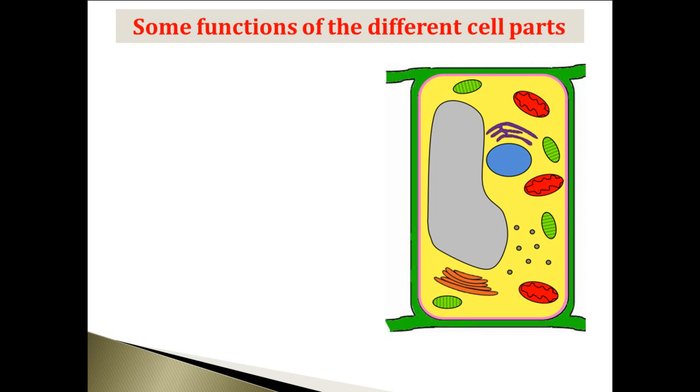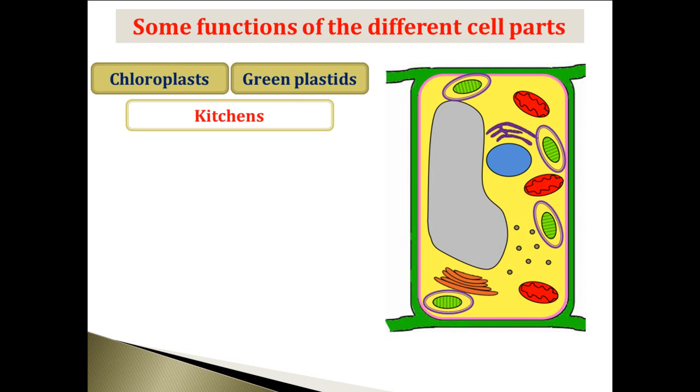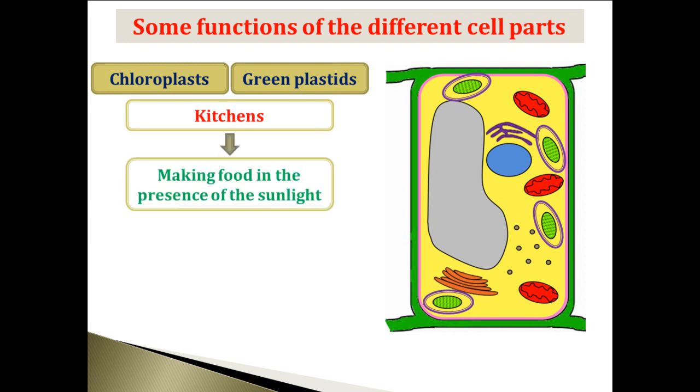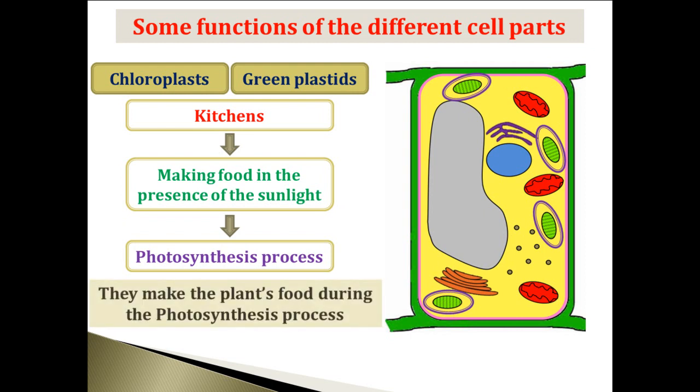Therefore, inside the cells of plants' bodies, we find chloroplasts, or the green plastids, which are considered as kitchens in which the food is made in the presence of the sunlight. This process of making food inside chloroplasts in the presence of the sunlight is known as the photosynthesis process. Then the function of chloroplasts is to make the plant's food during the photosynthesis process.